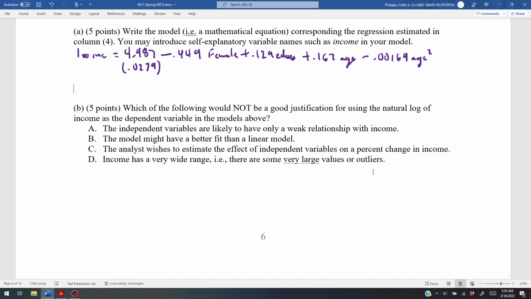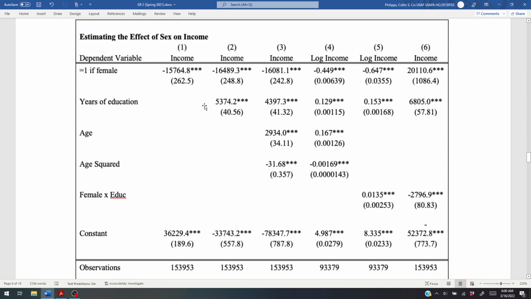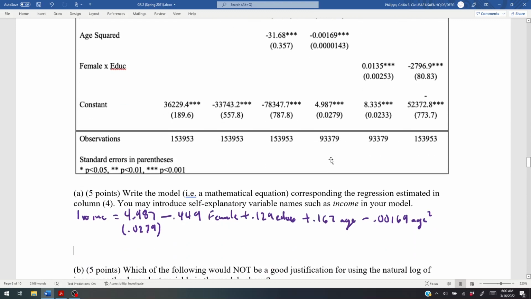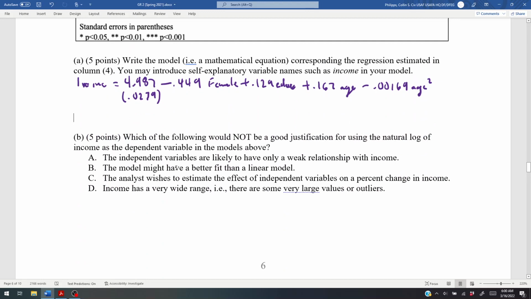Which of the following would not be a good justification for using the natural log of income as the dependent variable in the models above? The independent variables are likely to have only a weak relationship with income? What? That has nothing to do with logarithms, and also, that sounds crazy. Years of education? I'm pretty sure that's going to have a strong effect on your income. Female? Pretty sure that's going to matter. Age? That's going to matter. Age squared? That's going to matter, right? How about the model might have a better fit than a linear model? Absolutely true.